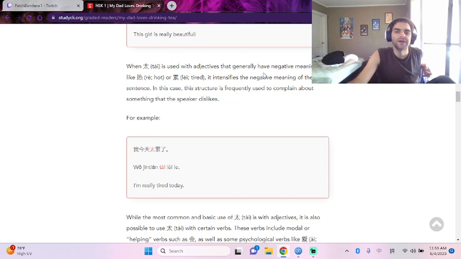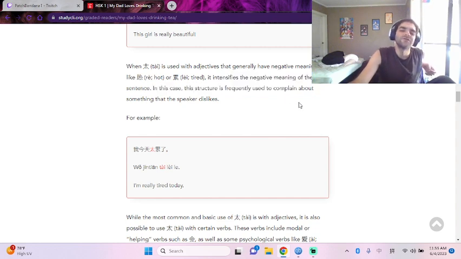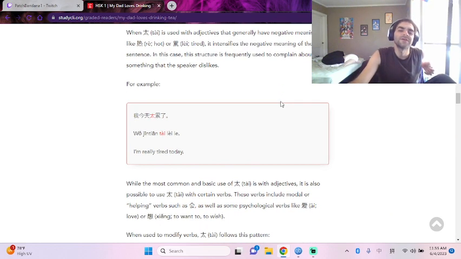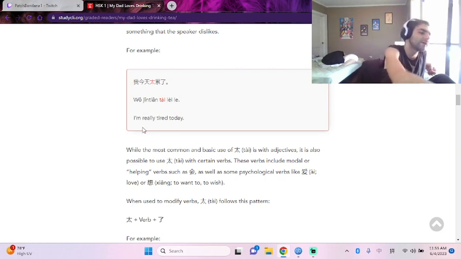When tai is used with adjectives that generally have negative meanings, like 累, it intensifies the negative meaning of the sentence. Okay, so it just intensifies. In this case, the structure is frequently used to complain about something that the speaker dislikes. 我今天太累了. I'm really tired today. Okay, cool.